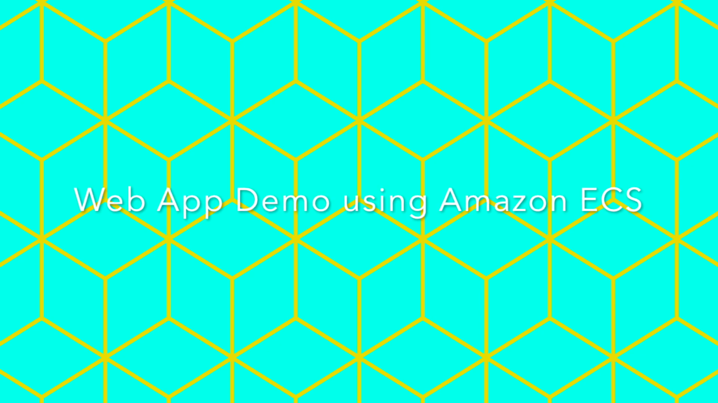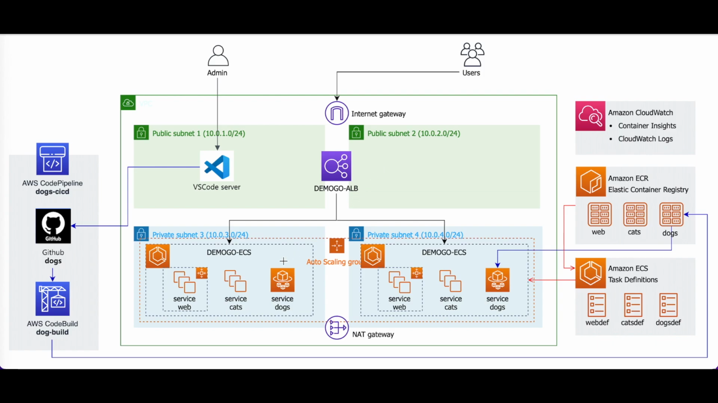Hi everyone, this is a web app demo using Amazon ECS. This is an overview of the architecture. We have two subnets, two public, two private. The users will access it through the internet gateway. We have an application load balancer distributing the traffic.